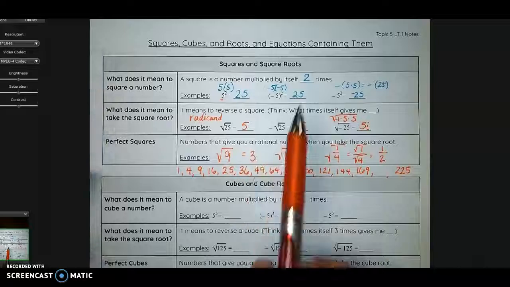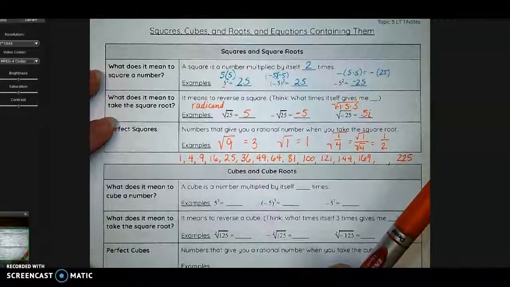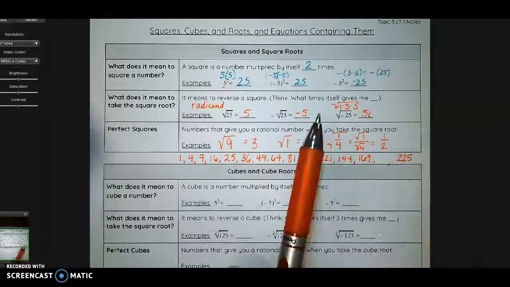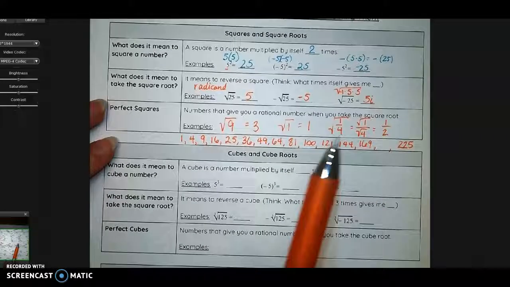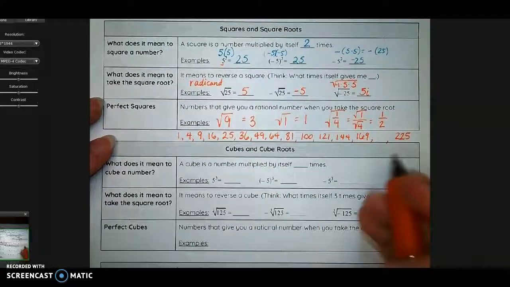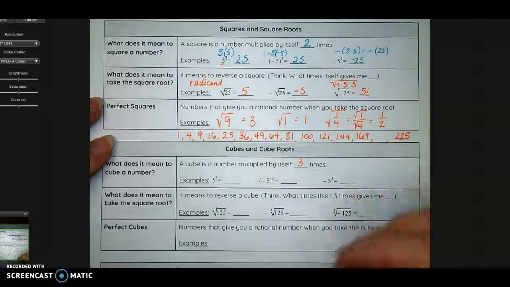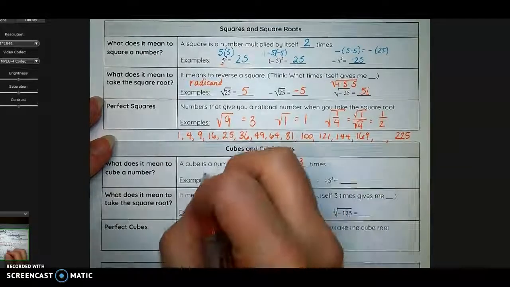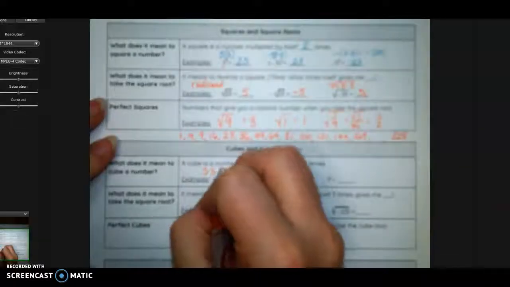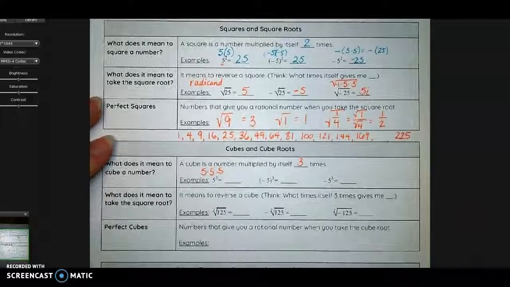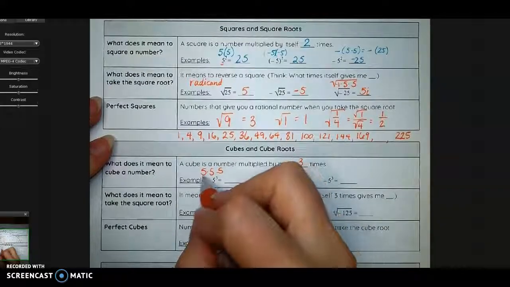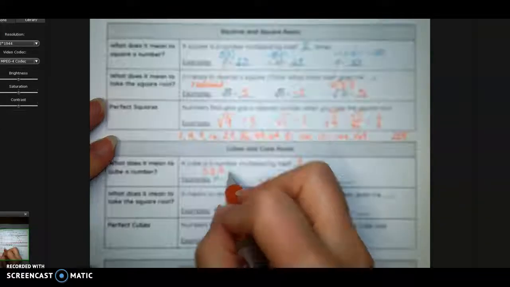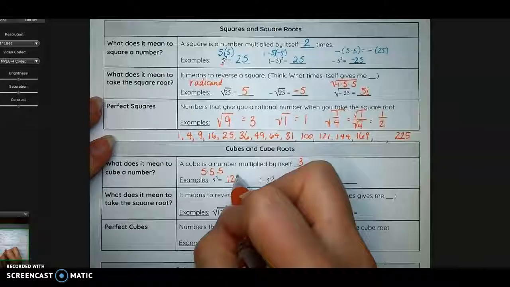So squaring is when you take it times itself 2 times total. So the number times itself, and then we're done. When I talk about cubes, I'm going to actually take it times itself 3 times. So the number times itself times itself. So 5 to the third power means 5 times 5 times 5. So 5 times 5 is 25. 25 times 5 is 125.